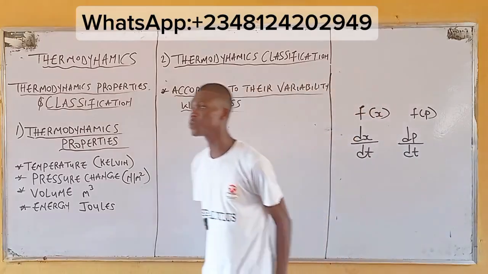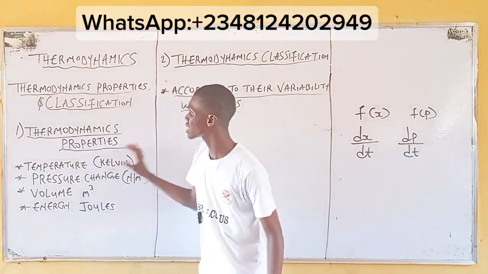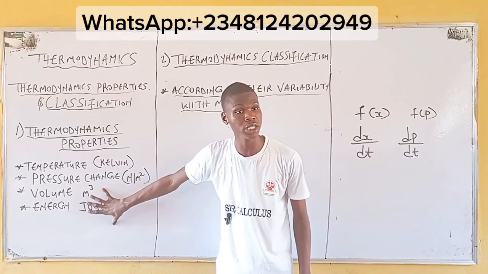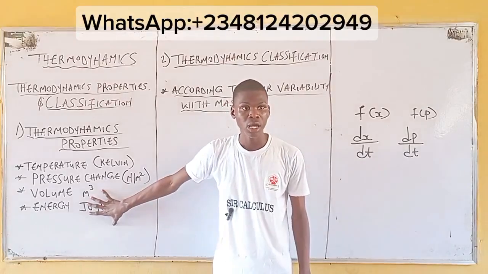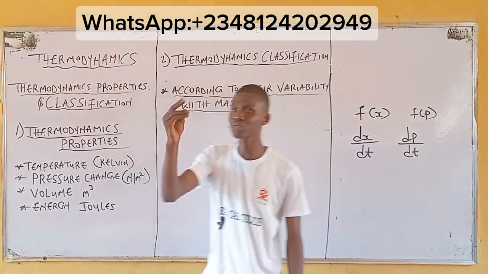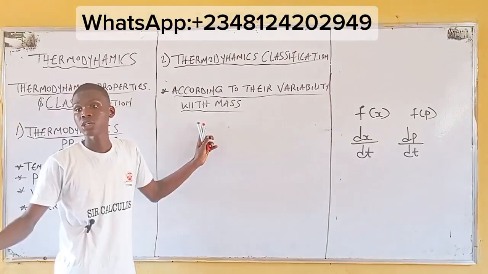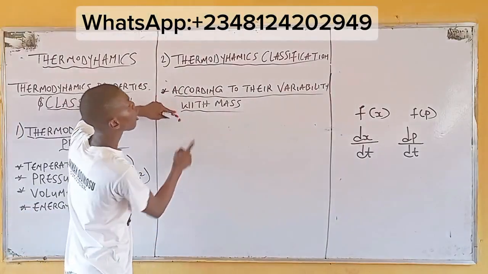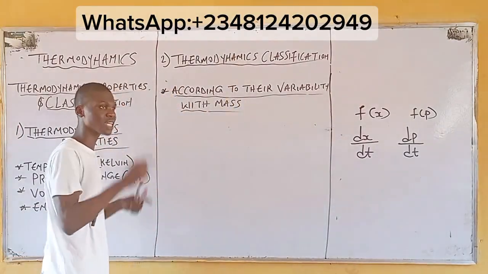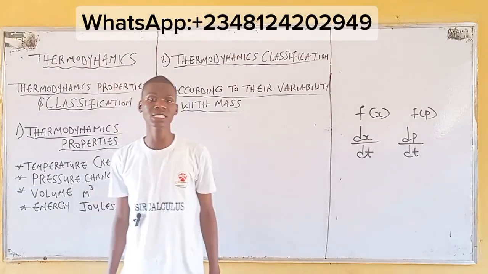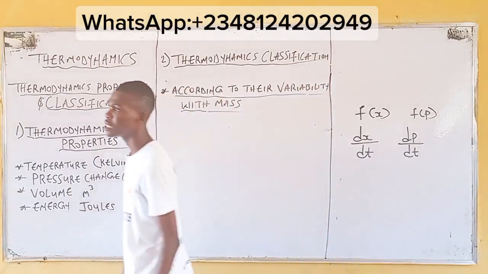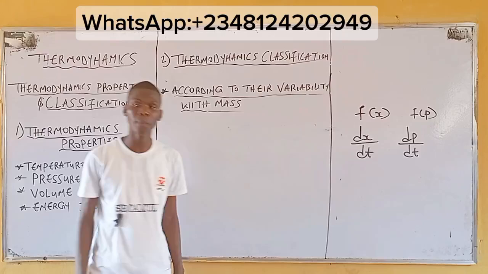Now, when it is not changing with mass, what it simply means is that your thermodynamic property does not change with respect to mass, while the other one changes with respect to mass. So this brings us to the two types of classification under variability with mass. The first one is intensive property, while the second one is extensive property.